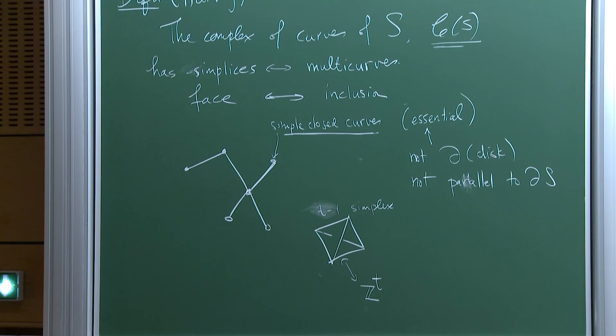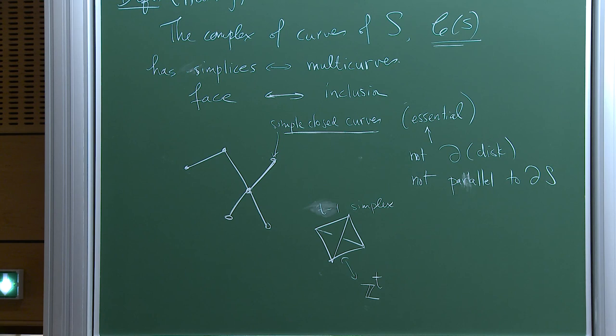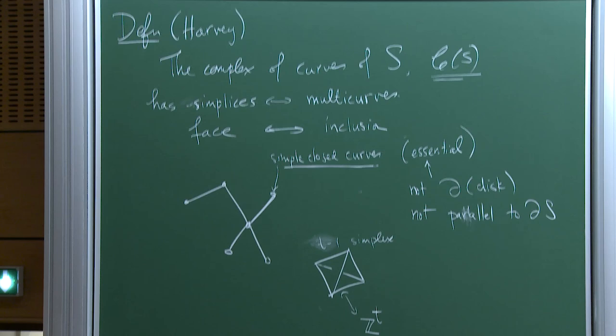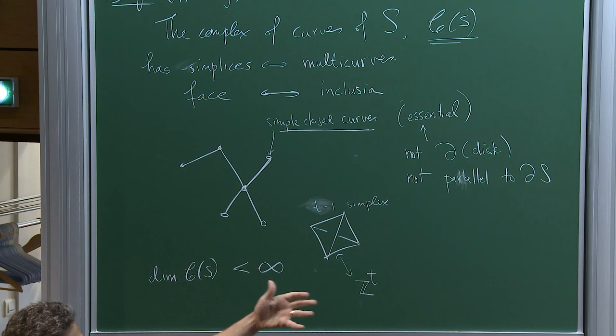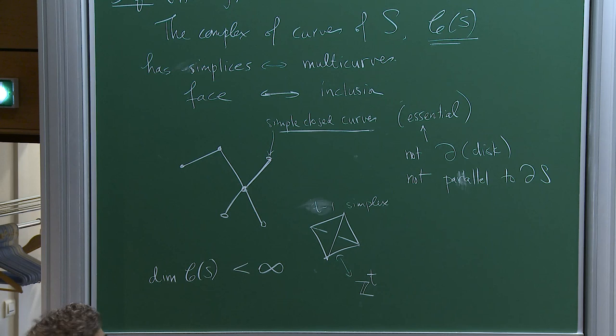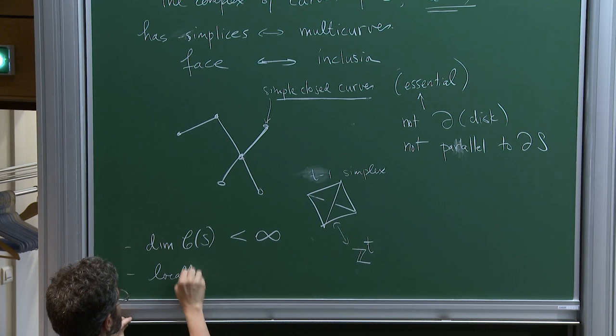And you can ask, what is the geometry of this space? Well, first of all, before you ask the geometry, you could compute the dimension. Actually, that's an exercise. It's finite, though. That's not hard to see, right? The dimension is how many parallel non-trivial curves can you put on the surface together? And there's a bound. So the dimension is finite, but the graph is locally infinite. This is what makes it interesting.